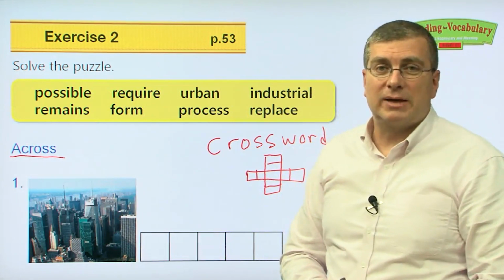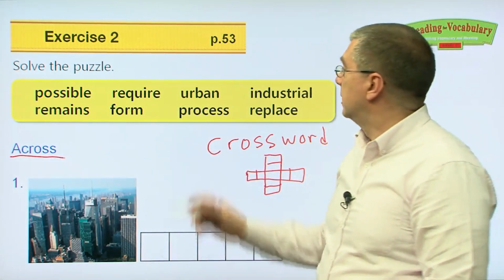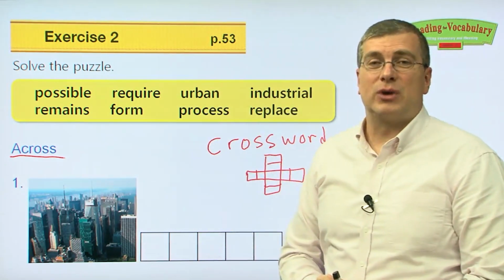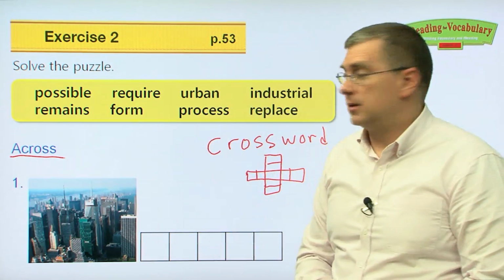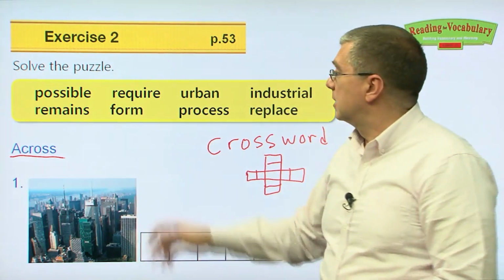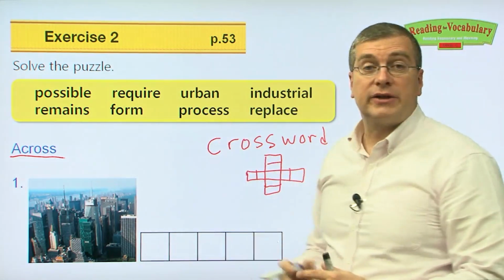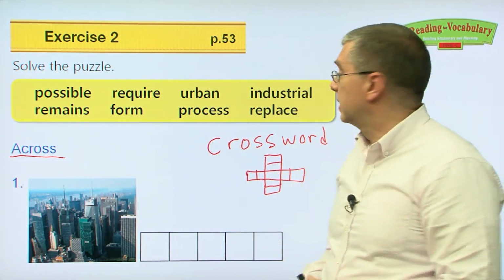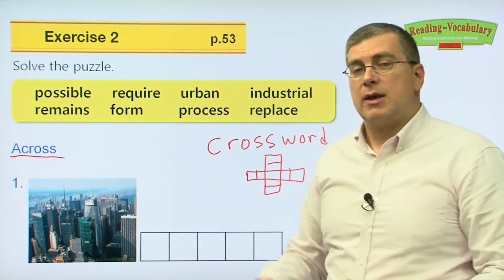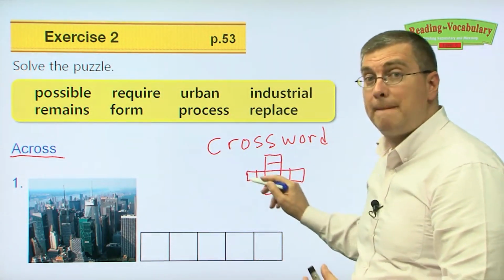Possible, possible. Require, require. Urban, urban. Industrial, industrial. Remains, remains. Form, form. Process, process. And replace, replace. Those are the words we need to fit into the crossword puzzle.